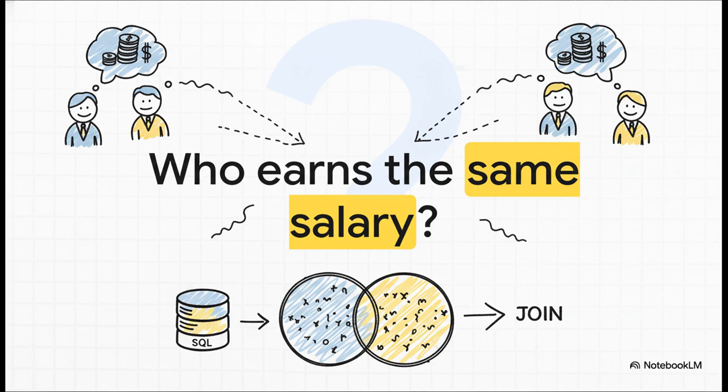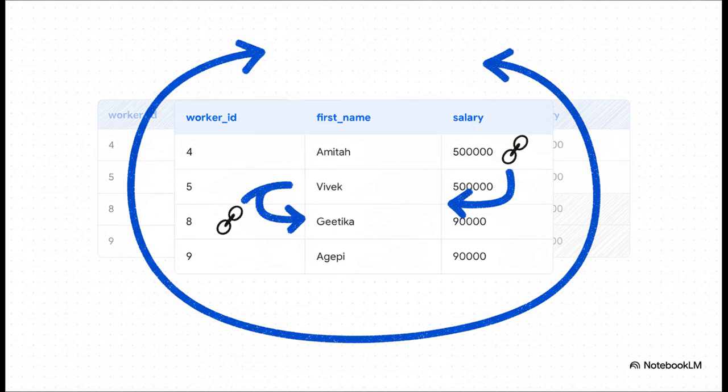How do you find pairs of employees who earn the exact same salary? See, this isn't about hierarchy at all. It's about finding duplicates or just interesting pairs within the same dataset. So our source data is, again, a single table. We've got worker IDs, first names, and their salaries. And you can see with your own eyes that Amita and Vivek have the same salary, and so do Geetika and Abhiji. A self-join can pull these pairs out for us automatically.